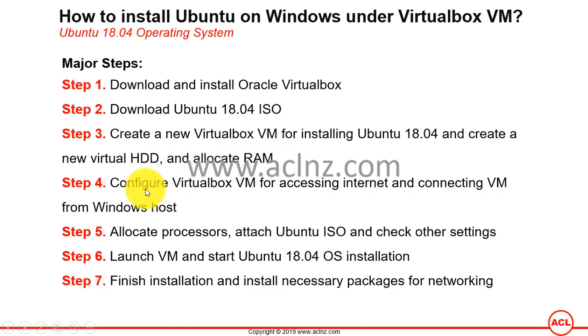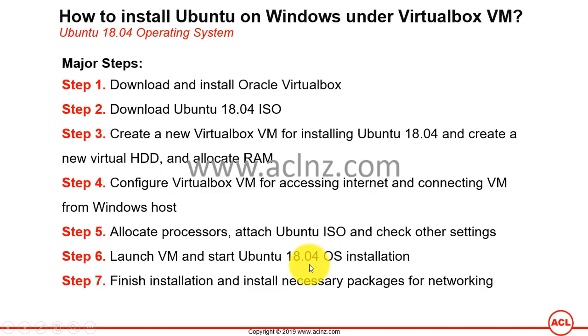You then go and configure the VirtualBox VM for accessing the internet and connecting to the VM from the Windows host. So basically this is configuring the network. We'll then go to step number 5 to further configure the VM for allocating the number of processors, attaching the Ubuntu ISO, and checking any other associated settings in the VM to make sure everything is complete.